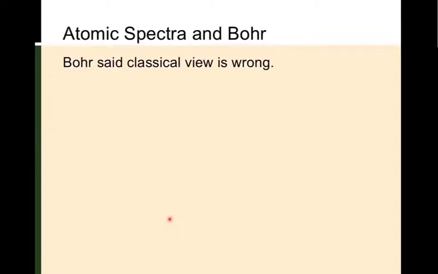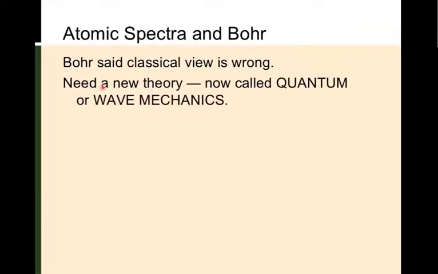Bohr said the classical view was wrong. So the classical view that the energy could change continuously was incorrect. So we needed a new theory for this, now called quantum or wave mechanics. These observations were what led to the classical view being disputed and then eventually being discarded for these very small things like electrons. And so we now have what's called quantum or wave mechanics.